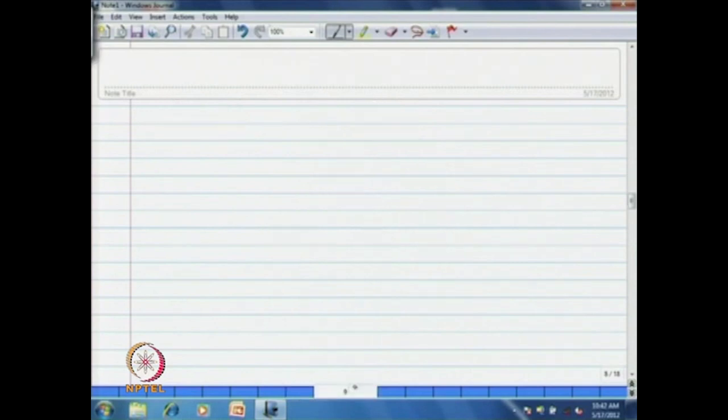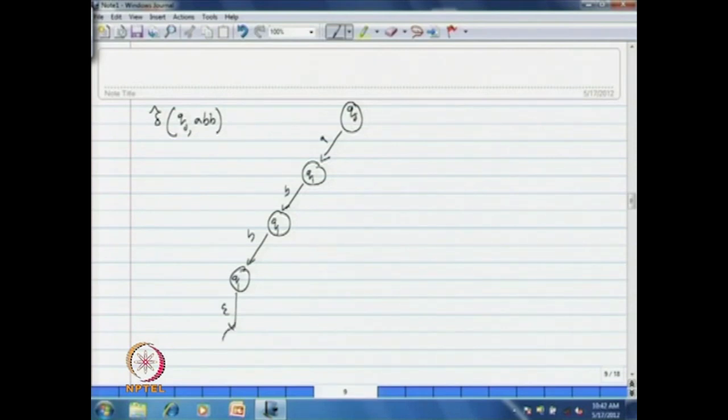Similarly, we can also draw the computation tree for the string a b b, say delta hat q 0 a b b. If we follow the same process, then the computation tree looks like this one: q 0 on a goes to q 1. Taking b, it goes to q 1 again, and taking b it goes to q 1, remains the same state. And at q 1 we can take an epsilon transition which will go to q 2, but already we have processed the full string a b b, therefore we put a tick mark over here.